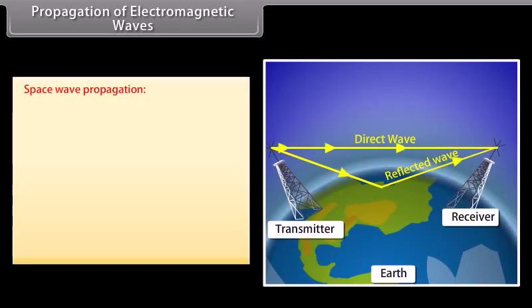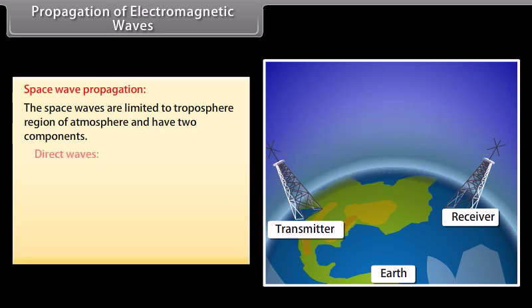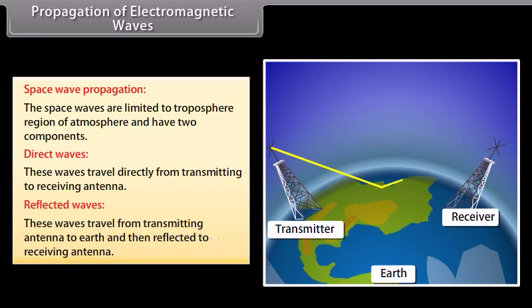Space wave propagation. The space waves are limited to the troposphere region of the atmosphere and have two components. Direct waves: these waves travel directly from transmitting to receiving antenna. Reflected waves: these waves travel from transmitting antenna to Earth and then are reflected to the receiving antenna.